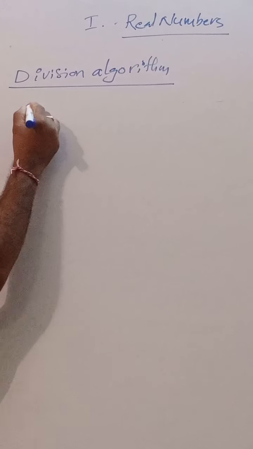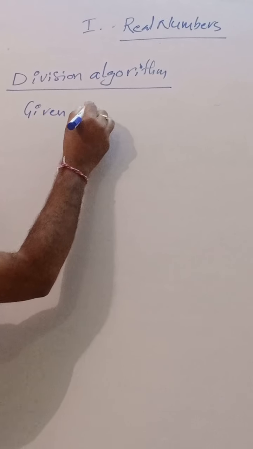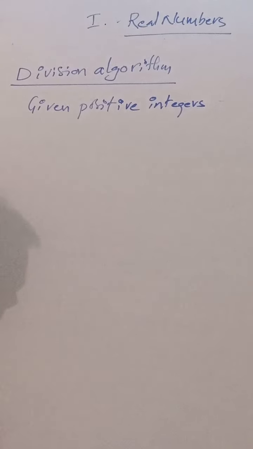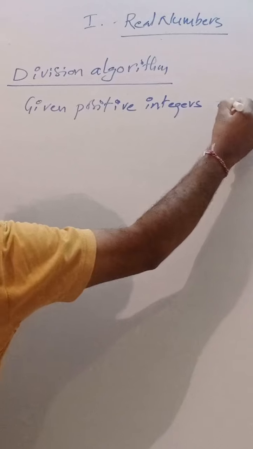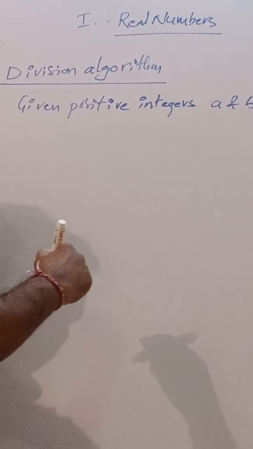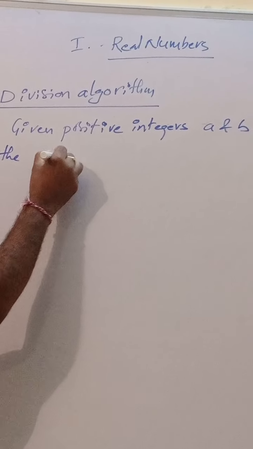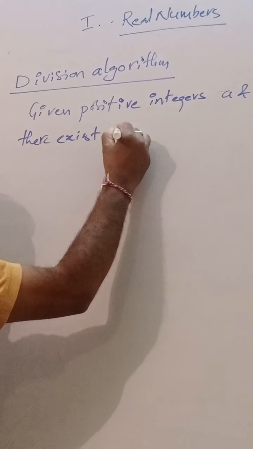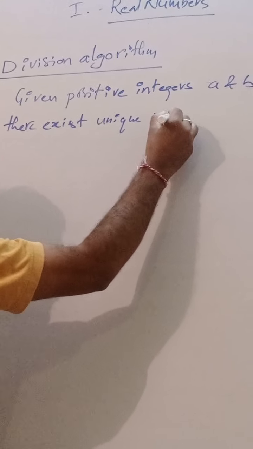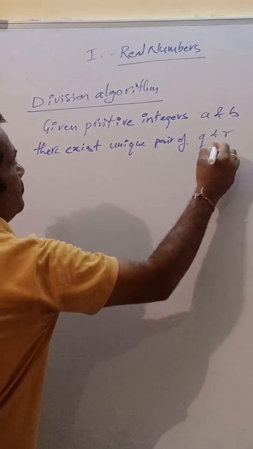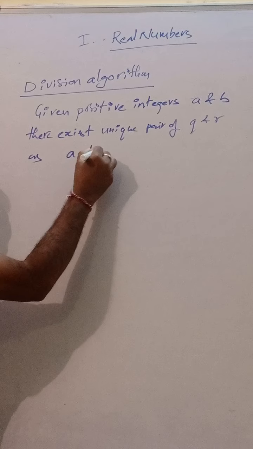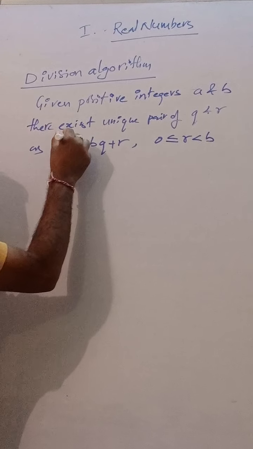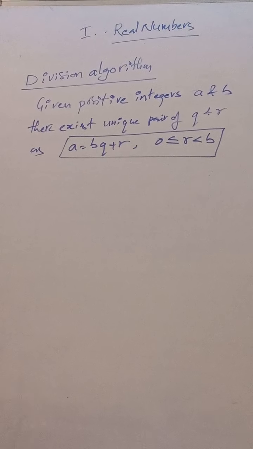For given positive integers A and B, there exists a unique pair of Q and R such that A is equal to BQ plus R, where 0 is less than or equal to R is less than B. This is the division algorithm.